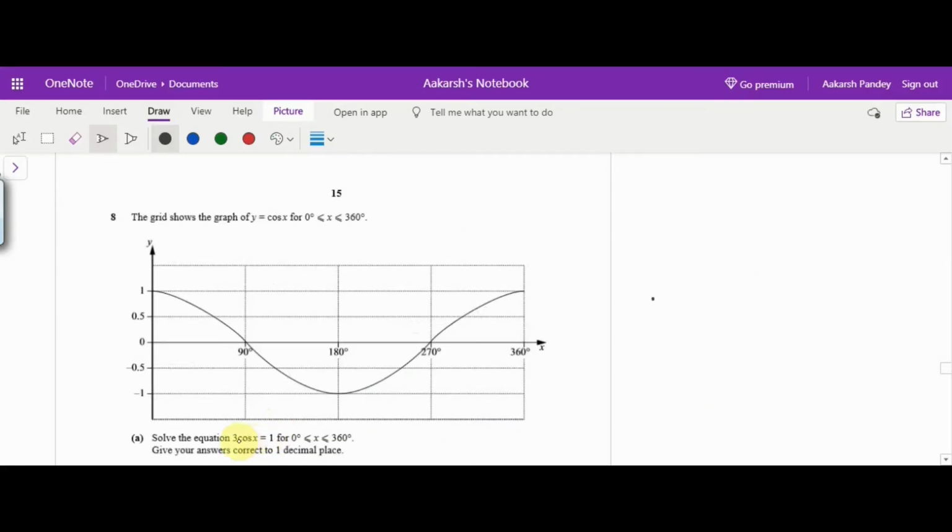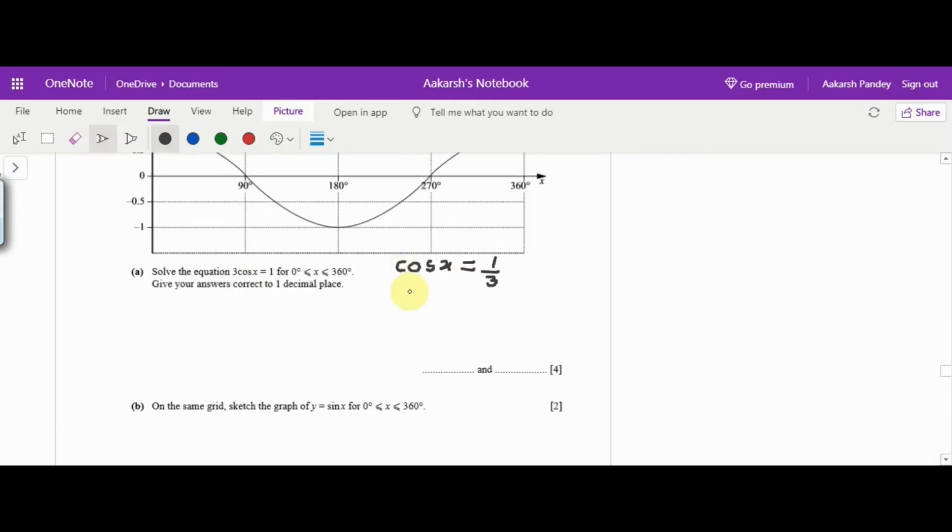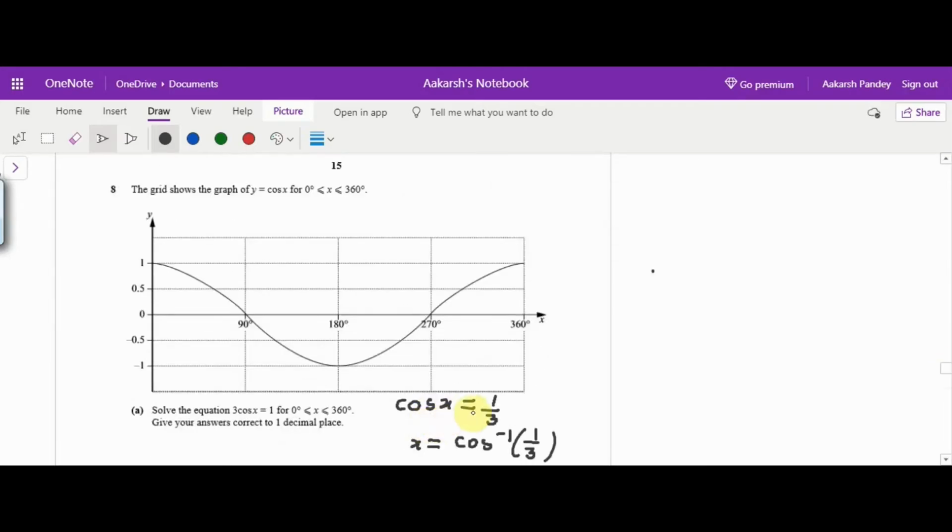First we have this 3 cos x equal to 1. We have to solve this equation. So by dividing by 3, I get cos x is 1 by 3. Now next I am going to take cos inverse. So cos inverse of cos x is just x, and on the RHS I get cos inverse of 1 by 3.